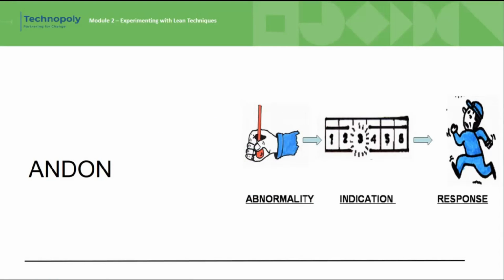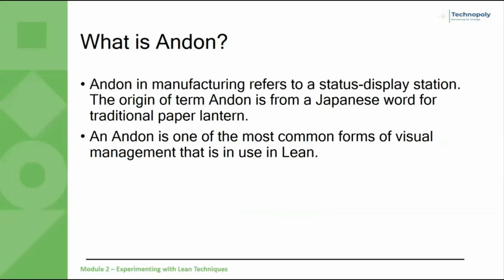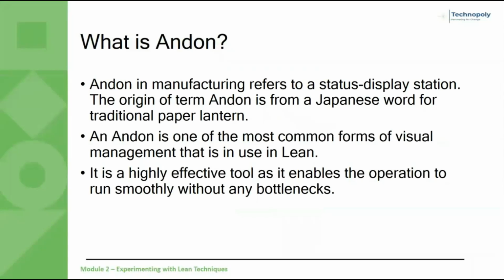Let's first discover what is Andon. Andon in manufacturing refers to a status display station. The origin of the term Andon is from a Japanese word for a traditional paper lantern. It is one of the most common forms of visual management that is in use in Lean. It is a highly effective tool as it enables the operation to run smoothly without any bottleneck.